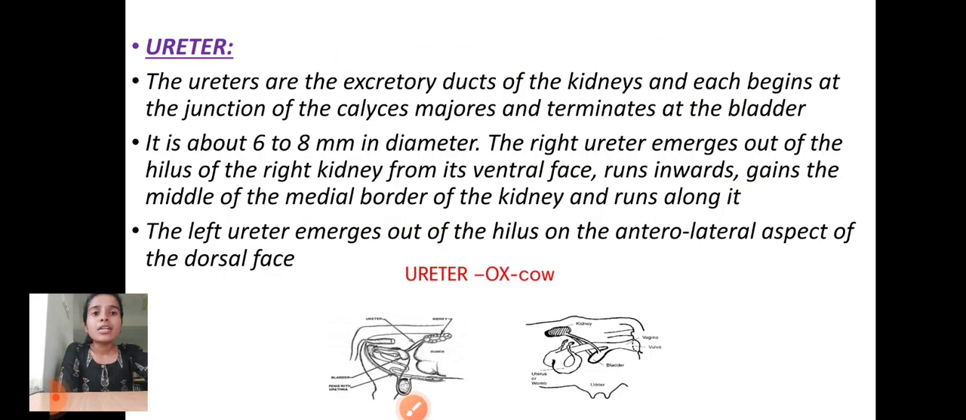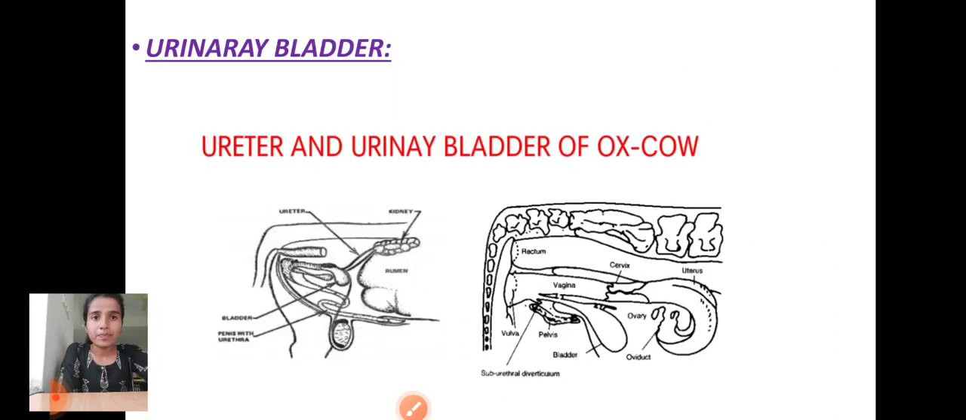Ureter. The ureters are the excretory ducts of the kidneys and each begins at the junction of the calyces and terminates at the bladder. It is about 6 to 8 mm in diameter. The right ureter emerges out of the hilus of the right kidney from its ventral face, runs inwards and gains the middle of the medial border of the kidney and runs along it. The left ureter emerges out of the hilus on the anterior-lateral aspect of the dorsal face.